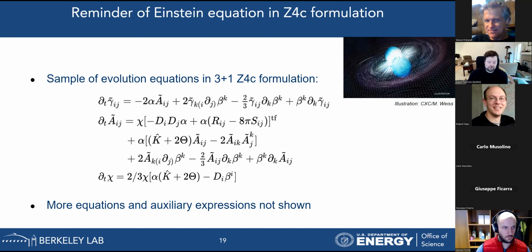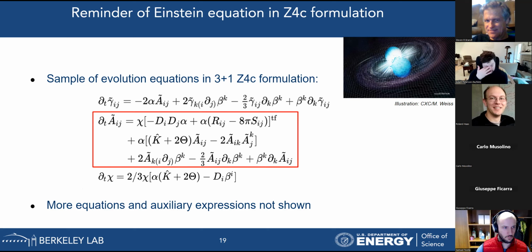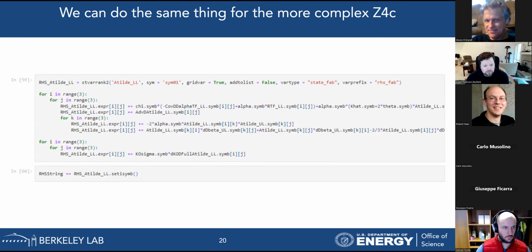So let's take the example of the right-hand side expression for the traceless extrinsic curvature. I want to be able to take this expression, this chi times this bracketed expression plus alpha bracket plus all this additional information, and more or less read these off. This is the textbook expression here. I want the code generator to handle all of the expanding, the indexing, and the finite differencing. So let's see how that works.